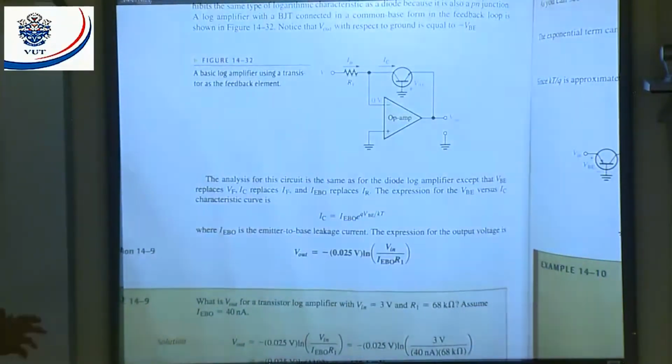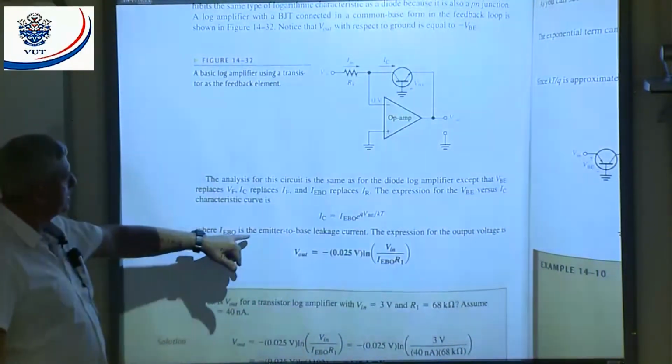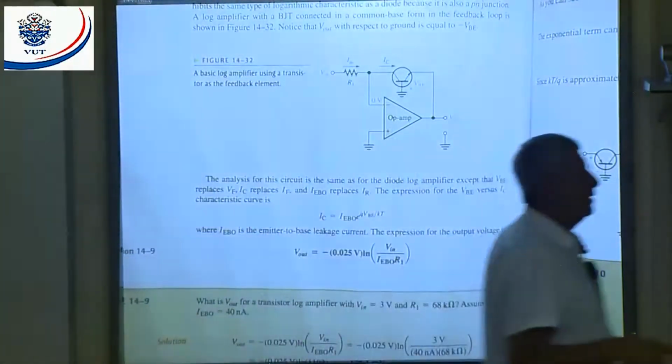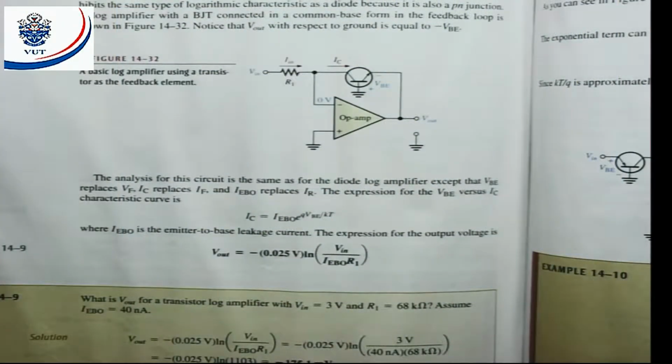All right. IC and IN can be equal. And then we can say, where IEBO is the emitter to base leakage current. And then we can say VR is equal to minus 0.025 volts ln of V in divided by IEBO divided by R1. All right, let's have a look at this example because we're going to look at this answer a little bit later.